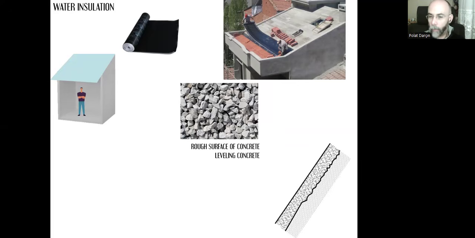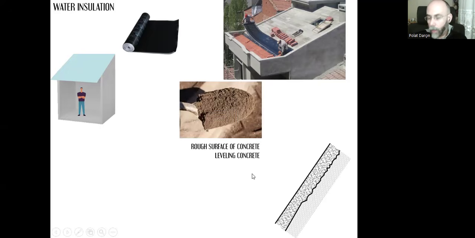That's why we need to first look at the surface of the concrete, and if it's rough, if it has rough edges, then we need to cover the upper surface of the concrete with leveling concrete. They're the same. The lower is concrete, the upper one is also concrete. But what's the difference? Leveling concrete is a mixture of water, cement, and aggregate, but for the aggregate, we only prefer fine sand.